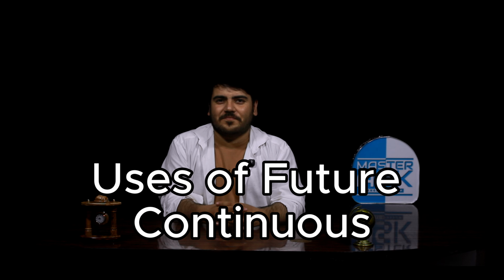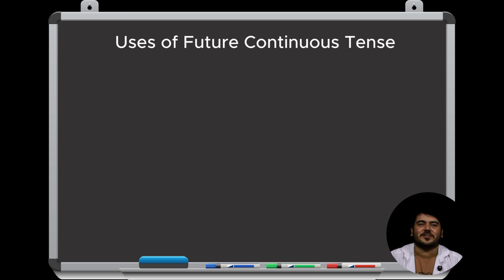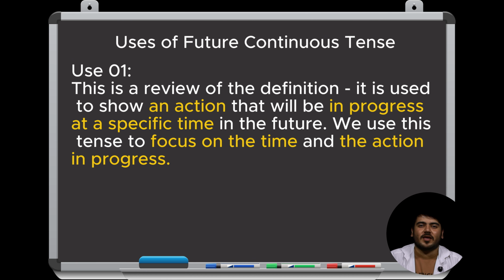Now that we understood what future continuous tense is, let's talk about uses of it. Uses of future continuous tense. Use 1. This is a review of the definition. It is used to show an action that will be in progress at a specific time in the future. We use this tense to focus on the time and the action in progress.